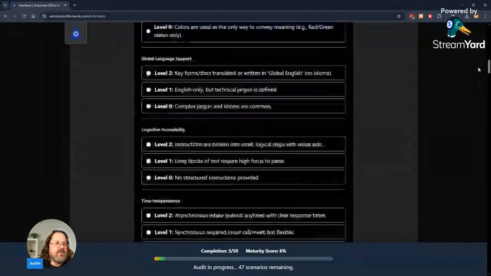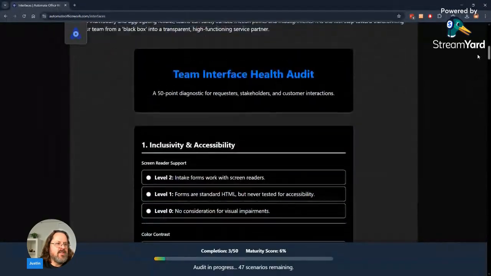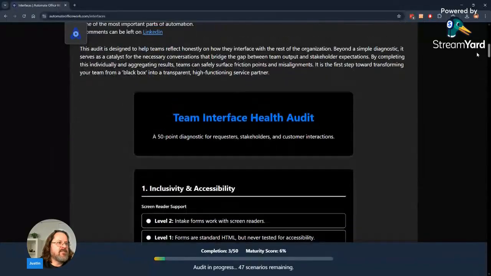There's a brief introduction for how you can use this. It says this audit is designed to help teams reflect honestly on how they interface with the rest of the organization. Beyond a simple diagnostic, it serves as a catalyst for the necessary conversations that bridge the gap between team output and stakeholder expectations. By completing this individually and aggregating results, teams can safely surface friction points and misalignments.